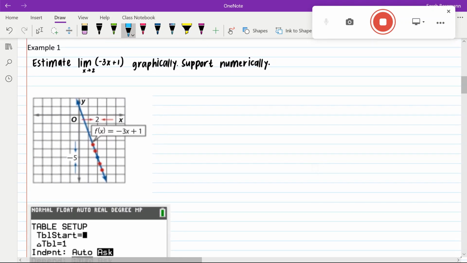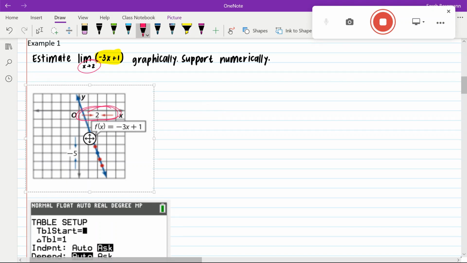So let's say they said estimate the limit as x approaches 2 of the function negative 3x plus 1 graphically, and support it numerically. So remember, on these problems, you'll first want to plug this function into your graphing calculator under the y equals screen. It will come up with this graph, and basically what it's asking you is as x is approaching 2, so that's what we're showing here on the x-axis, the limit is always asking for a y value. So it's saying, what is happening to the y value? So it's saying basically, what is the y value approaching as x is approaching 2?